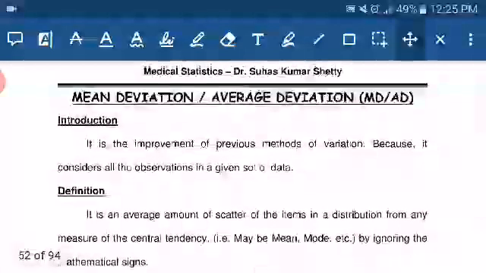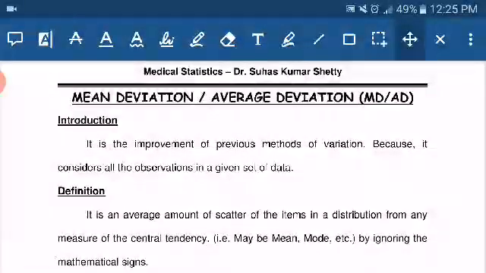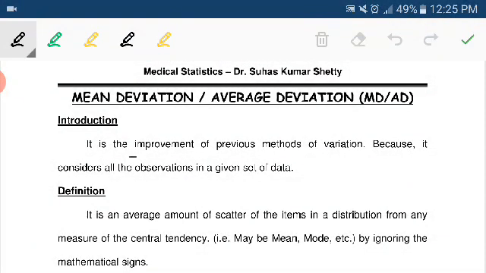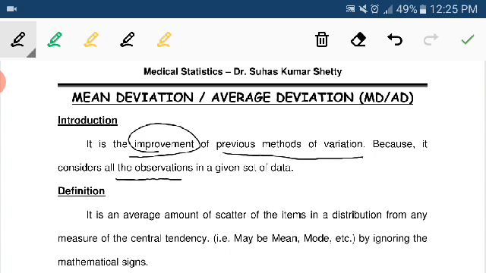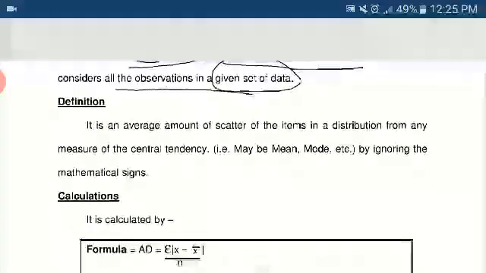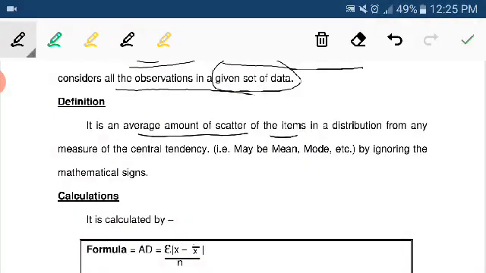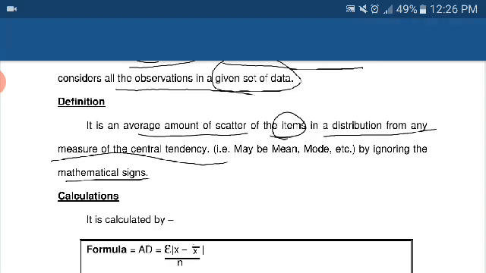Median deviation or average deviation, we call it MD or AD. Introduction: it is an improvement on the previous methods of variation because it considers all the observations in a given set of data. Definition: it is the average amount of scatter of the items in a distribution from any measure of central tendency, ignoring the mathematical sign.